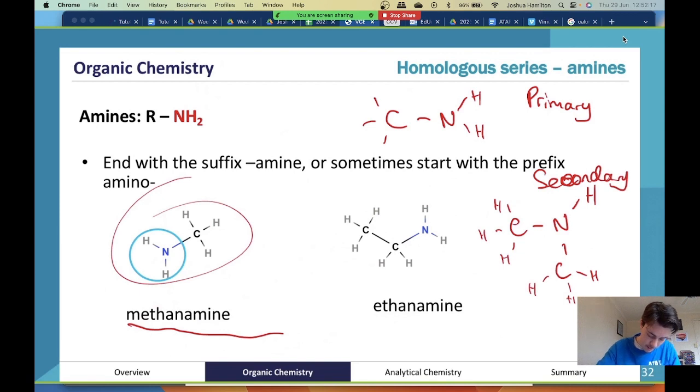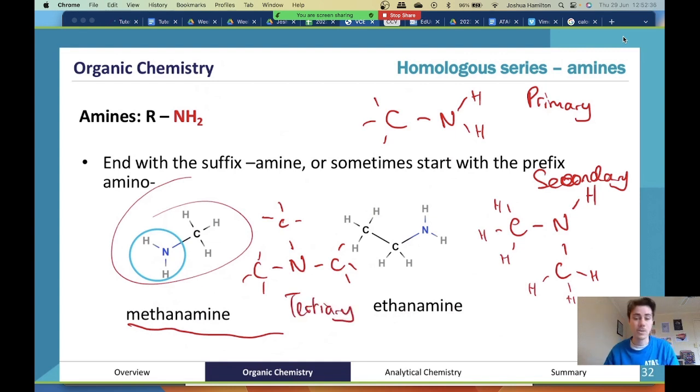Now, if I draw out this, and then these all have hydrogens coming off it. That last one was terrible. That is tertiary. So you've got primary, secondary, tertiary amines. They do come up, and they base themselves off how many carbons come off the nitrogen.